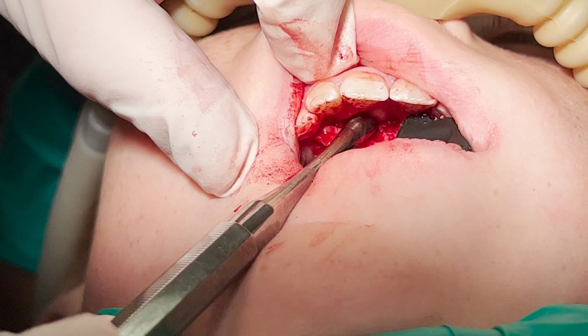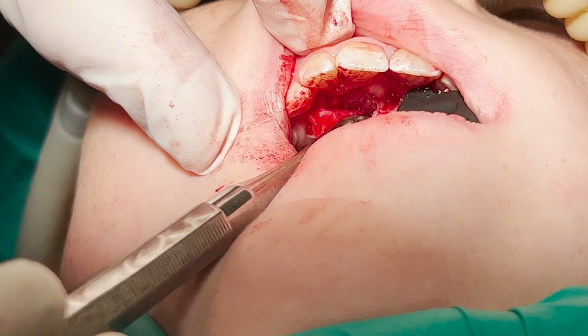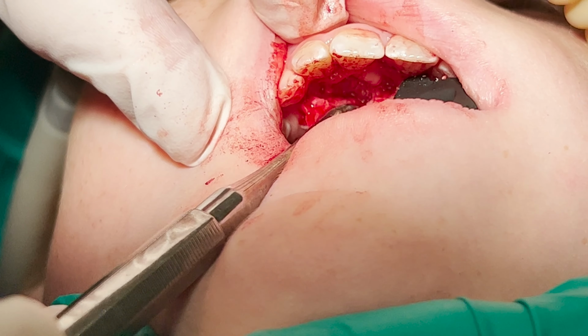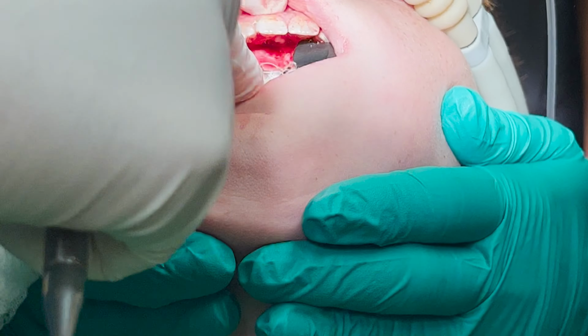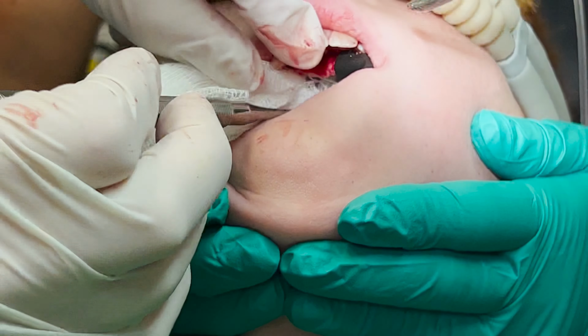Here's the tooth coming clearly into view, so now I'm going to start to gently tease off the bone around it. Now that I've created a big enough window, I'm going to use my periosteal elevator to gently manipulate the tooth and extract it this way.